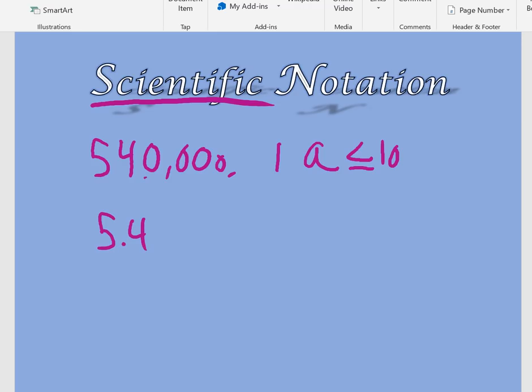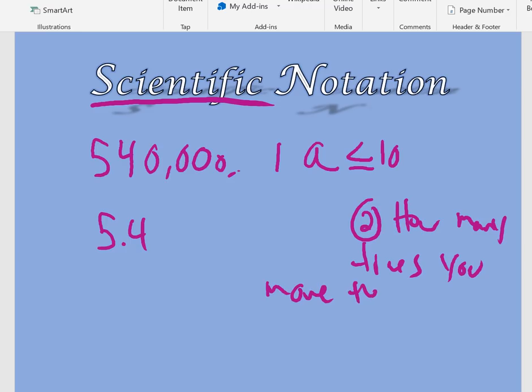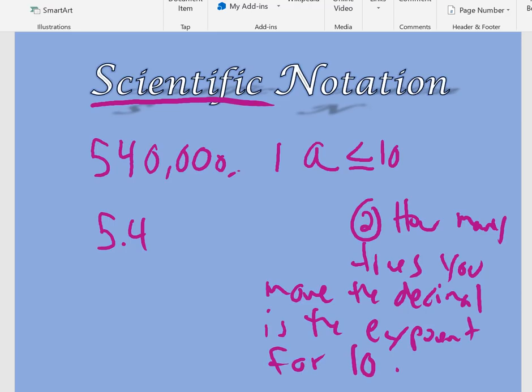If I moved it here, it'd be 54. Not a number between 1 and 10. So we moved it in between the 5 and the 4. And step 2 would be how many times you move the decimal is the exponent for 10.